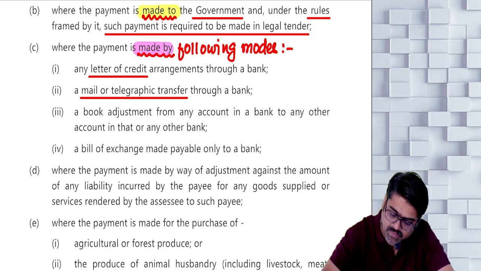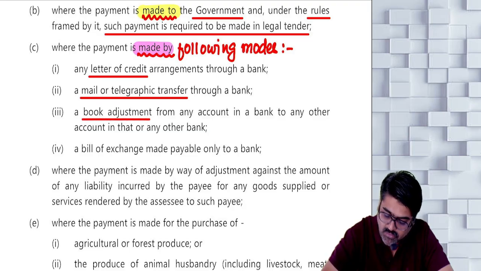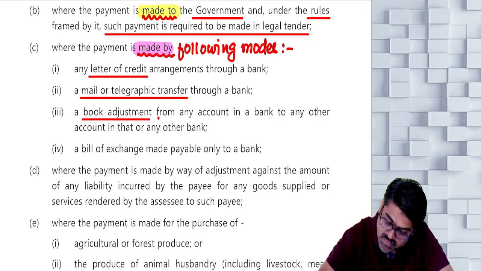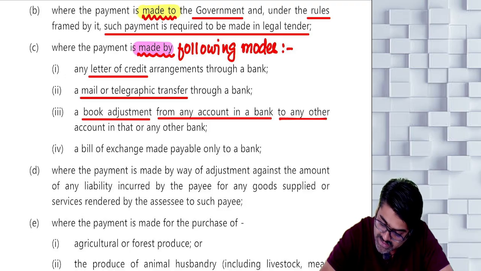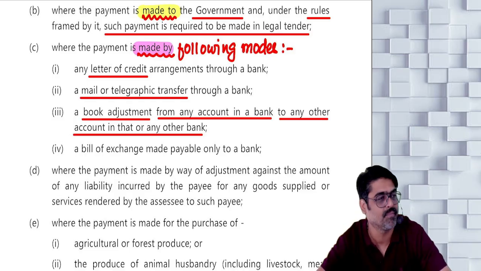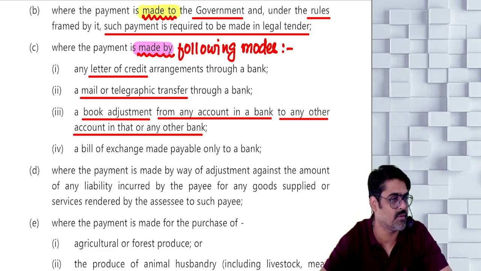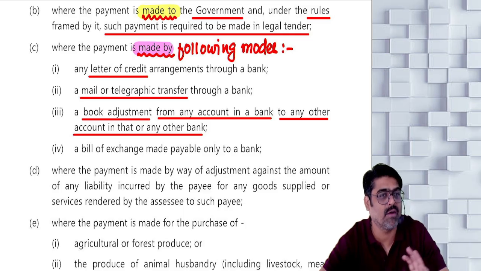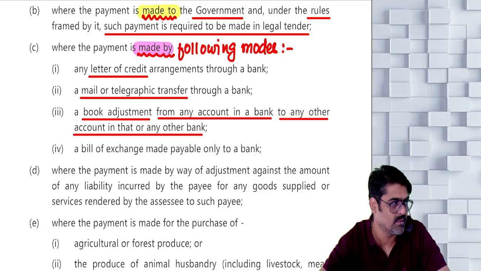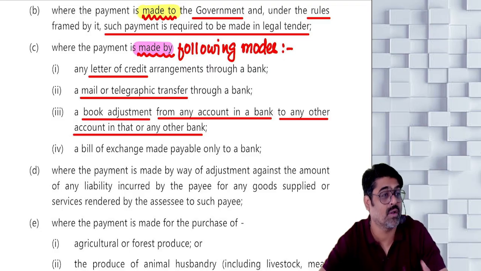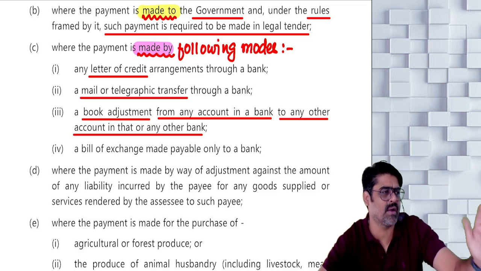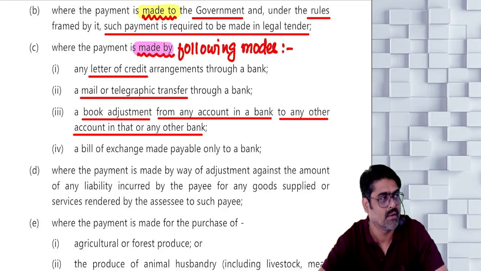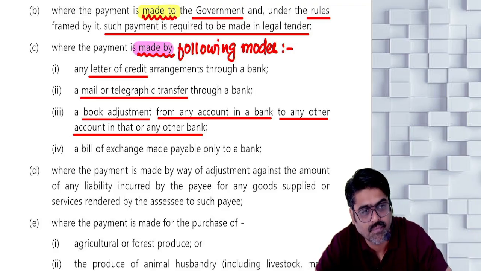Okay. Next one, any book adjustment. What did I say? From any account in a bank to any other account in that or any other bank. What is happening? Funds transfer from one account to another account. So if I have one account in a bank and you are also having an account in that same bank or any other bank, and I have to make the payment to you.